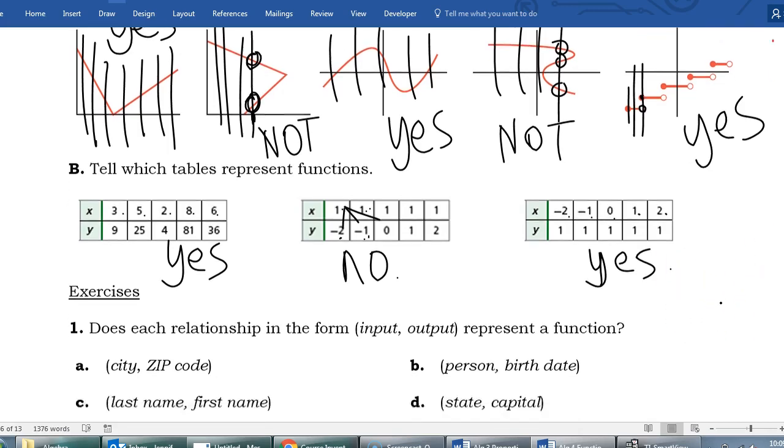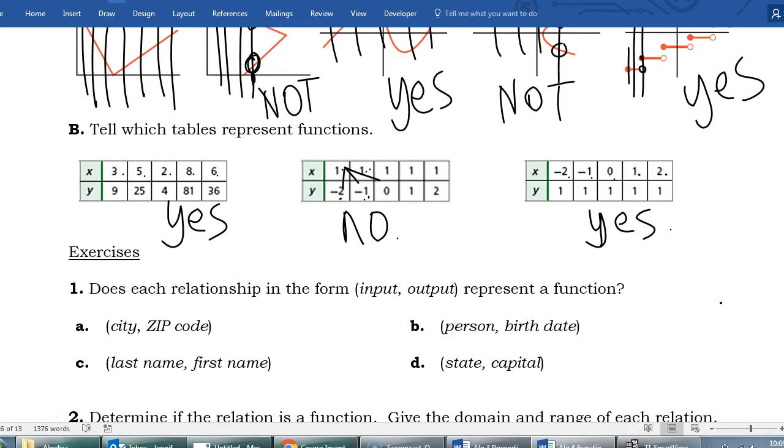A little clue on this first one. Try putting this in the question: does each input have one output? Does each city have one zip code? If you can answer yes, then it's a function. If you can't answer yes, then no, it's not a function.